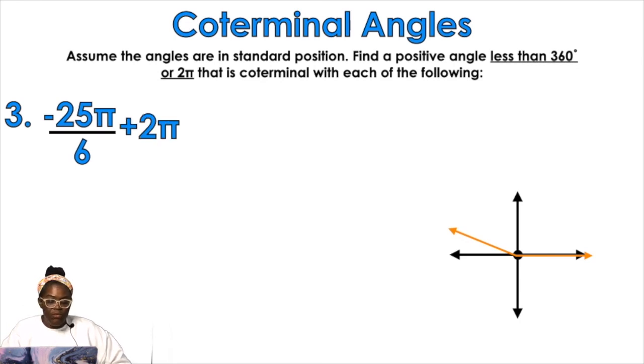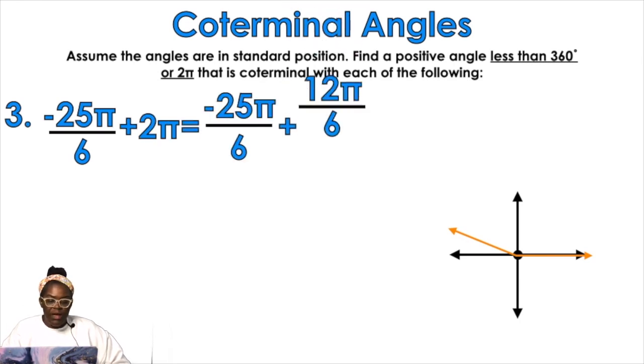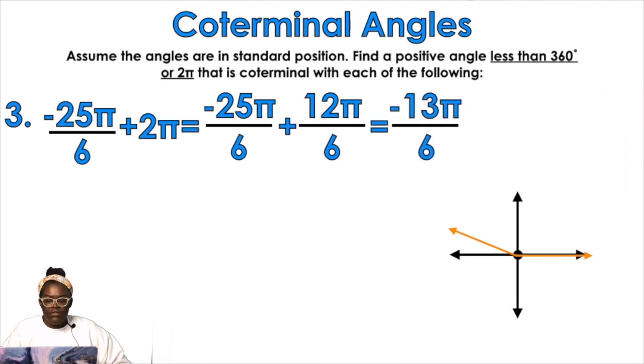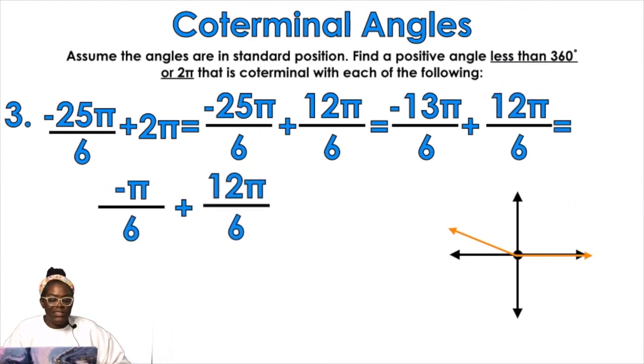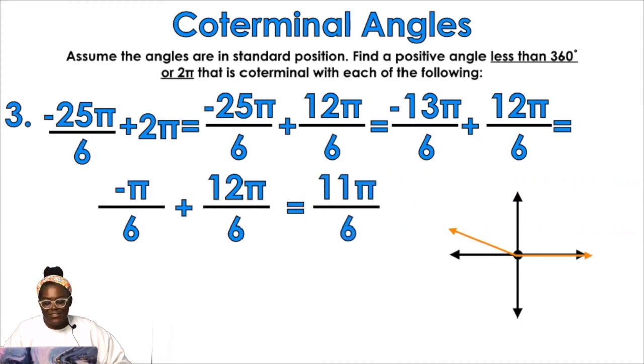Okay, hopefully you paused it. 25 pi over 6, minus 12 pi over 6 equals negative 13 pi over 6, still negative, so we gotta do it again. Negative pi over 6, still negative, gotta do it again. 11 pi over 6, very good. And we have a picture for this one, that's 11 pi over 6, and negative 20 pi over... that was a lot of negative space right there, okay?